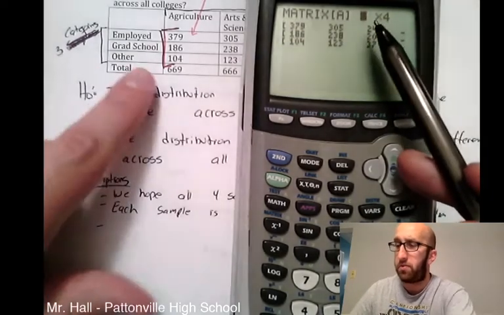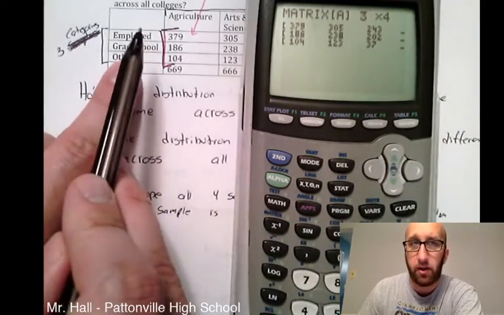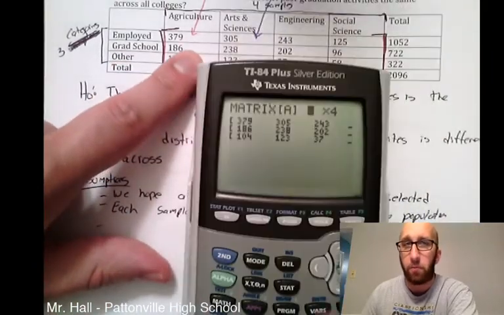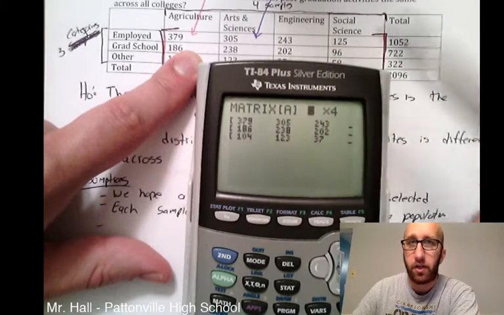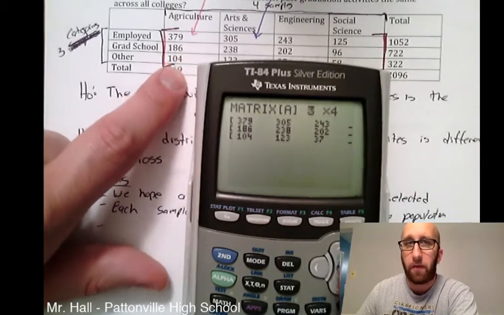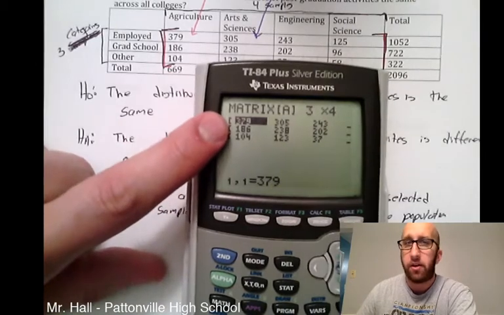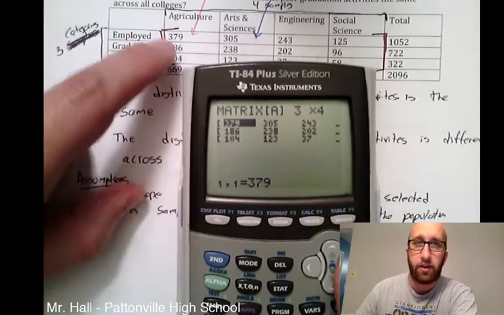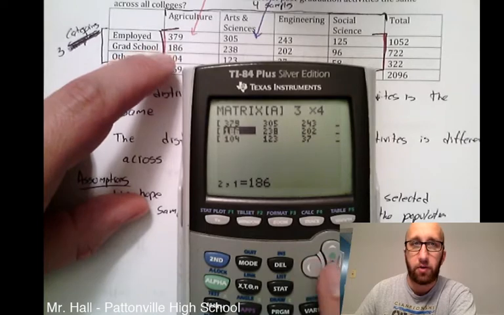If you're not familiar with matrices, you put the number of rows first. We had 3 rows: employed, grad school, and other. Then we had 4 columns: agriculture, arts and science, engineering, social science. So I did 3 by 4. Once you hit enter there, it jumps down and you can start typing in all your numbers. I already did this to save some time. 379, 305, 243, 125. Then you jump down to the next row.